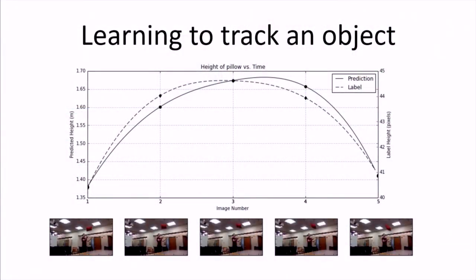But it turns out that if you add some regularization that will encourage a solution to have a high entropy, you can actually train a system to solve this task without any labels. Here I'm showing some results on a video that was not previously seen by the system. You can see that it's able to track the height of the cushion over time fairly well, and it was trained without providing labels.